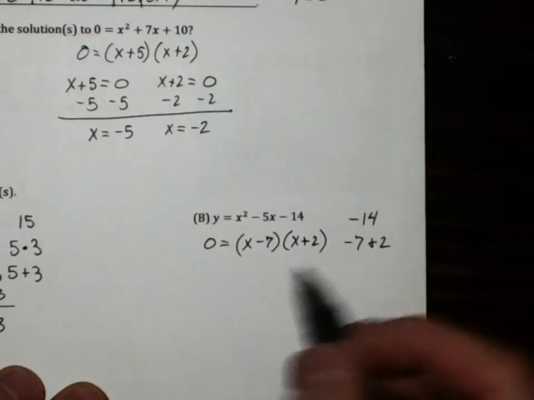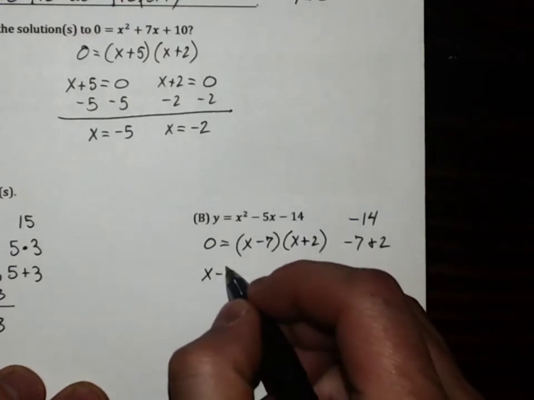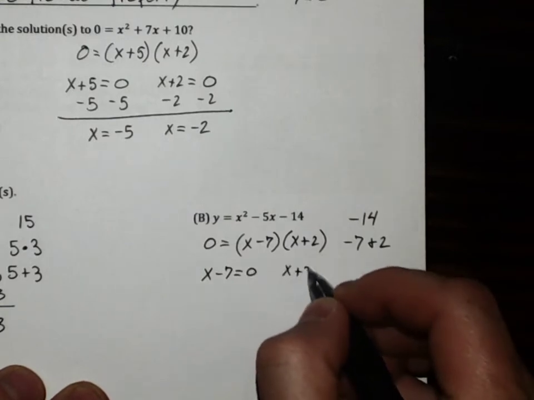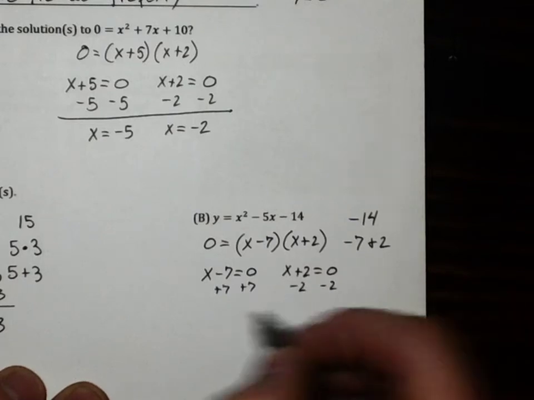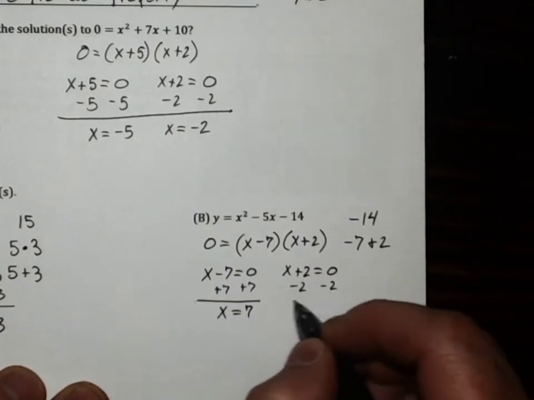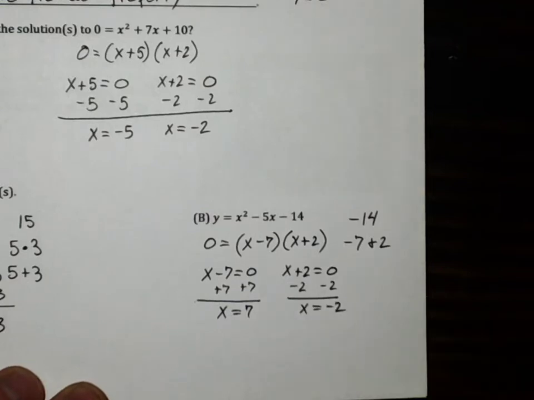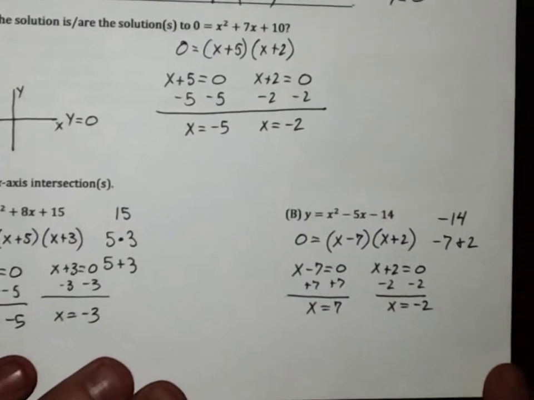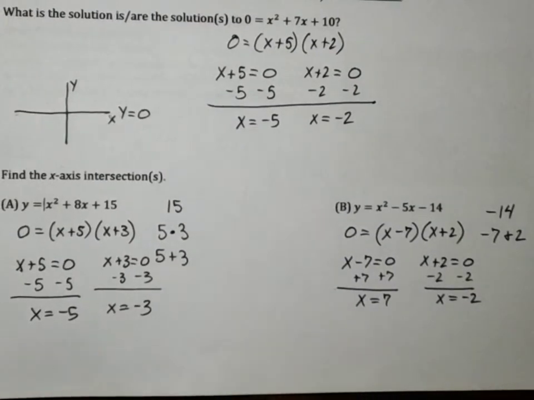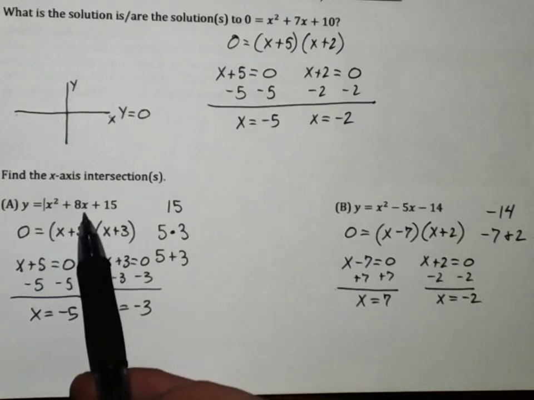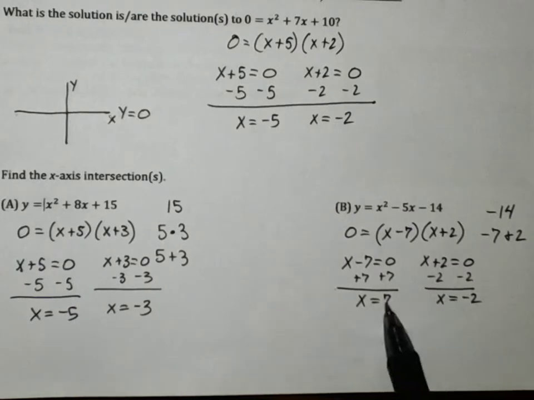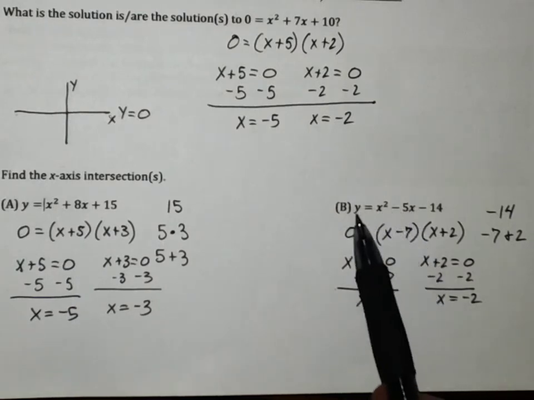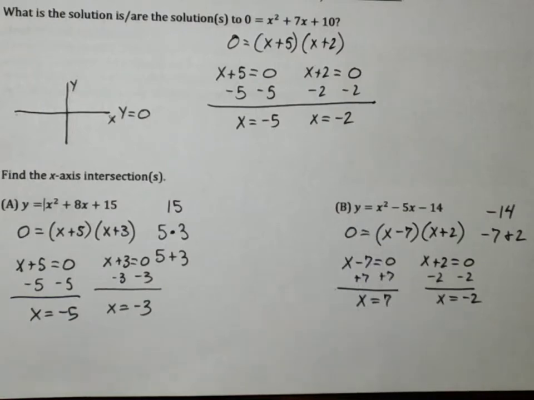Set both factors equal to 0 separately. Add 7 over, subtract 2 over, x equals 7, x equals -2. Now on both of these problems, if you were to take any one of these values and plug it back in for x up here, you will find that y is going to equal 0.